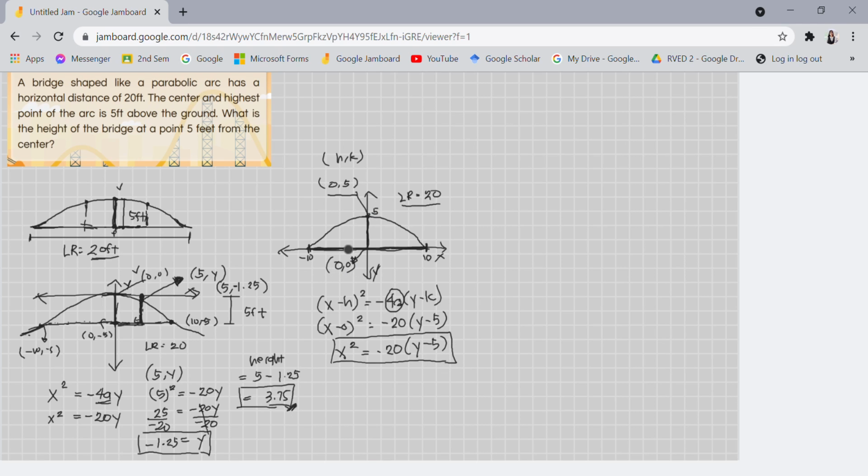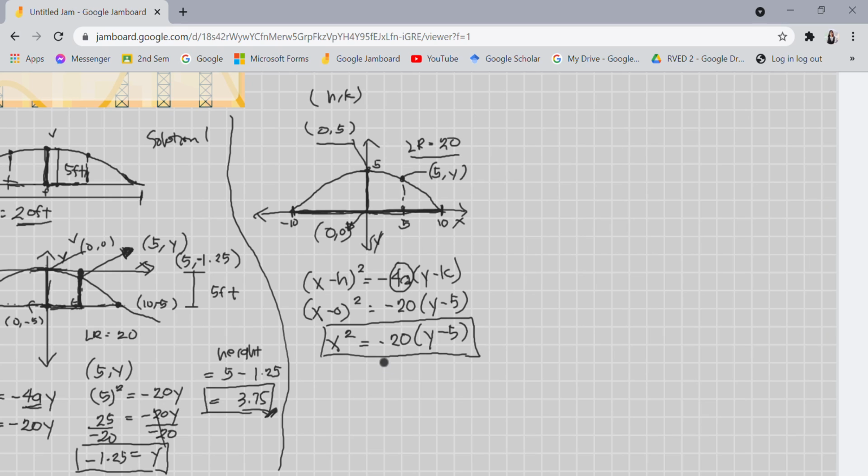Ganun pa din yung tanong. How high is the bridge 5 feet away from the center? So, ito yung center point natin. Move daw tayo ng 5 feet. So, ito ay 5 feet. Gano'n siya kataas at this point? Okay, so ang coordinate nito, same pa din. 5, y. Y is still unknown. But, iba na yung gagamitin nating equation. Ito na. So, substitute 5, y to our defining equation. Lagyan nga natin ng hati. This is solution number 1. This is solution number 2. Okay? So, substitute natin yung 5, y dito.